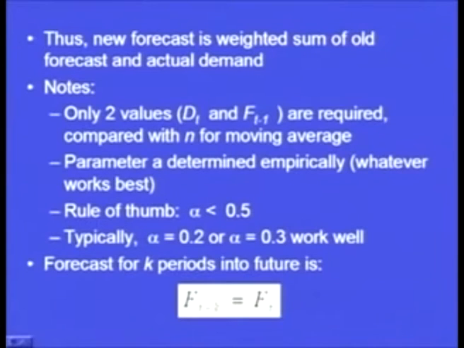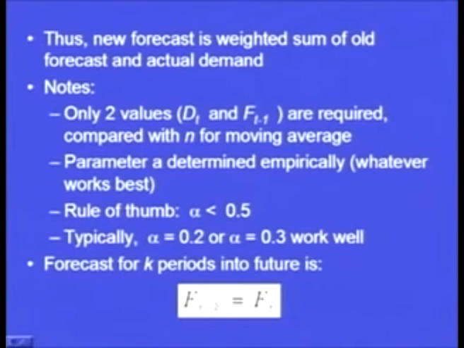Compared with n moving average: in n moving average, if n is 5 we require 5 years of observations, and those will then be averaged out. If n is 3 we require the data for the previous 3 years, if n is 5 we require the data for the previous 5 years, and then this data will be used to generate the forecast.